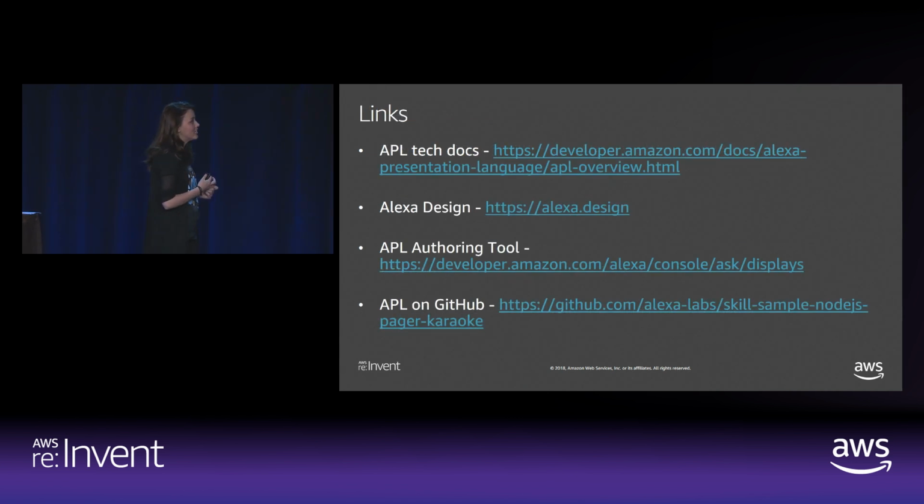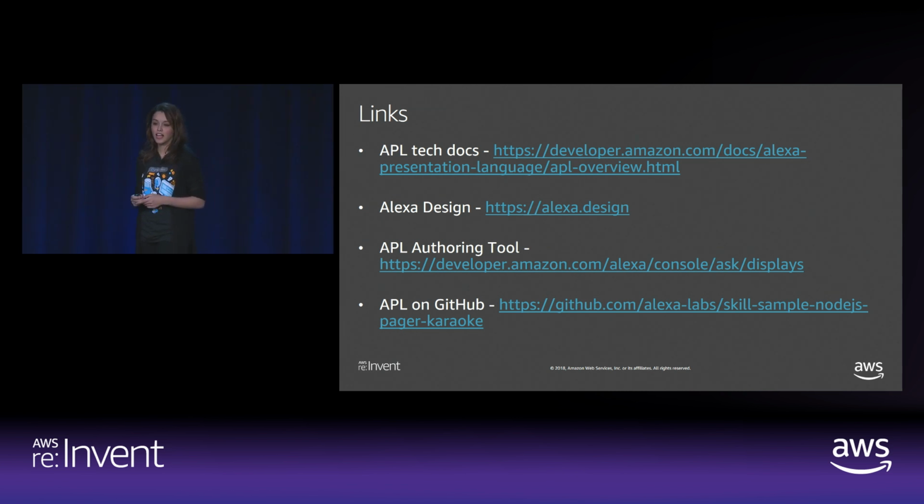So if you're interested in finding out more information beyond what you saw today, there are APL tech documents. We also have a design guide that Jamie wrote that kind of just shows you a little bit more how to marry your VUI and GUI together in an effective way. The APL authoring tool is accessible. You don't actually have to have a skill to start creating things. So if you just want to make some cool screen experiences, you can go directly to that URL.